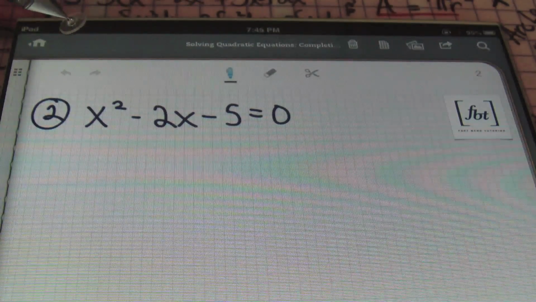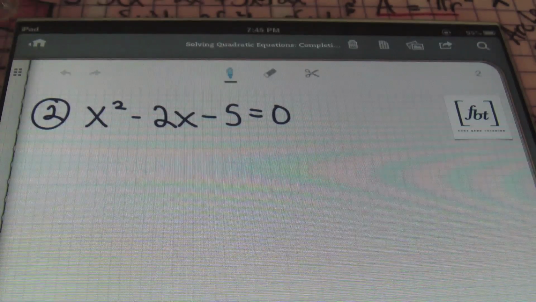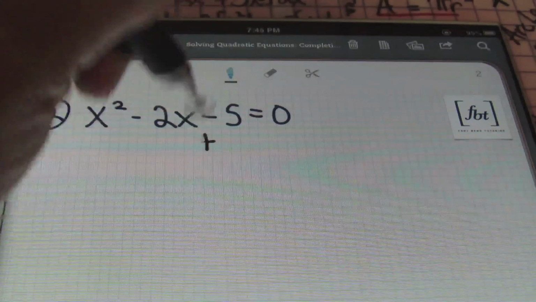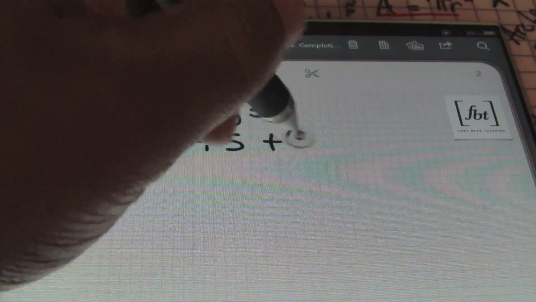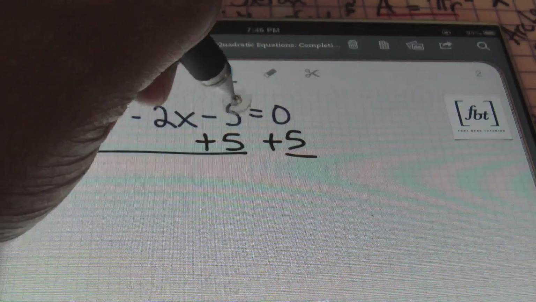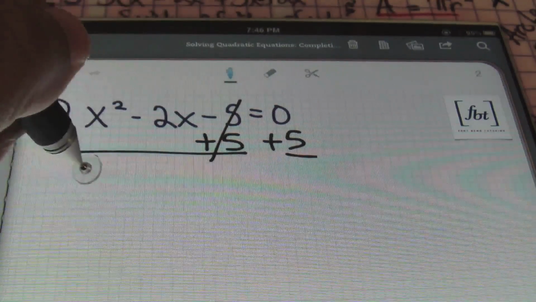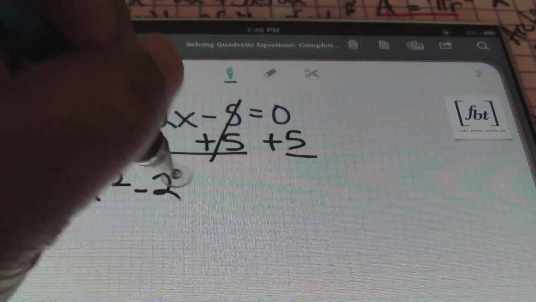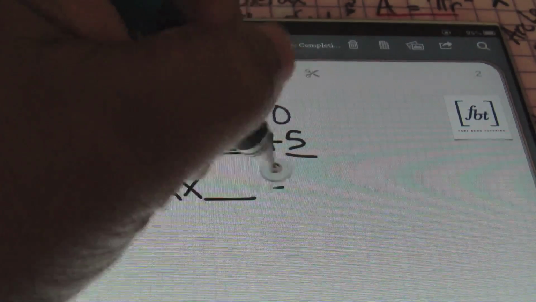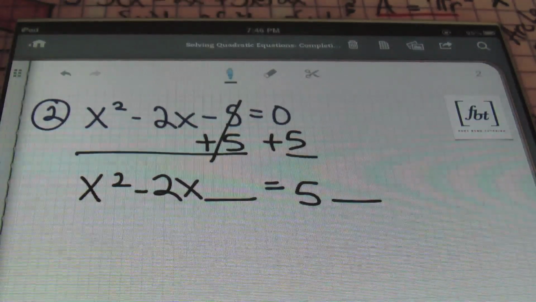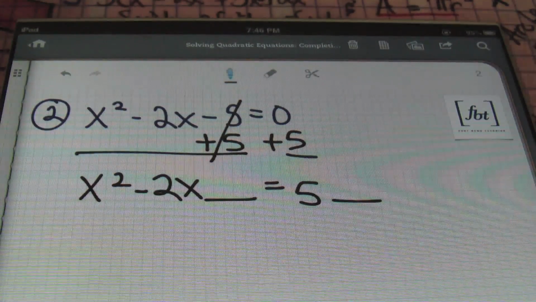Next, you're going to go ahead and isolate the first 2 terms. That's right, get these first 2 terms by themselves. And you'll do that by adding 5 to both sides of the equal sign. That's right, that addition property of equality. Now, my 5's will cancel out, and I'll be bringing down this x squared minus 2x blank equals 5 blank. Remember, we're placing these blanks here because we're supposed to be completing the square.